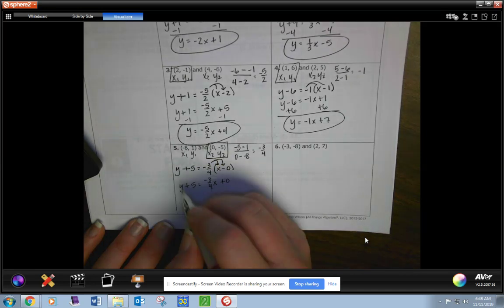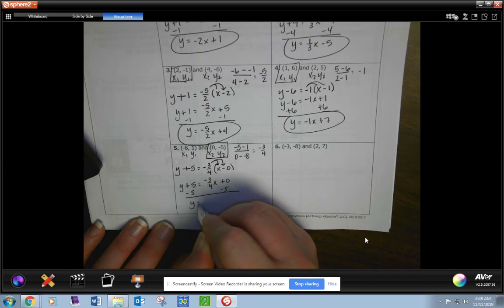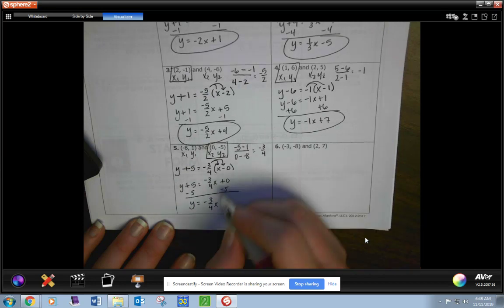Now to get y by itself, we just have to subtract the 5. And that gives me y equals negative 3/4 x, because that slope will never change. And 0 minus 5 is negative 5.